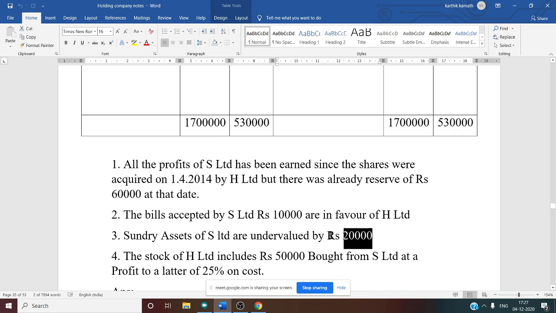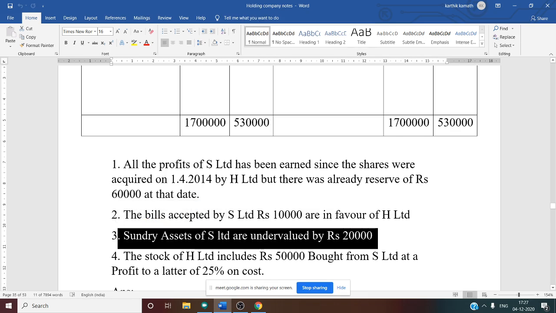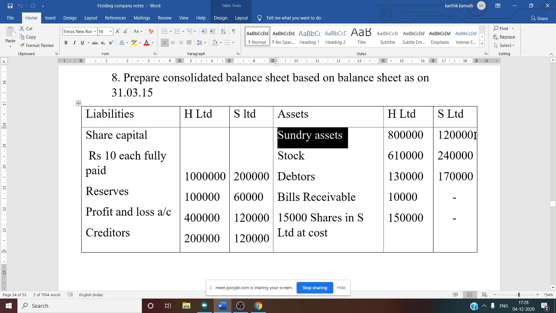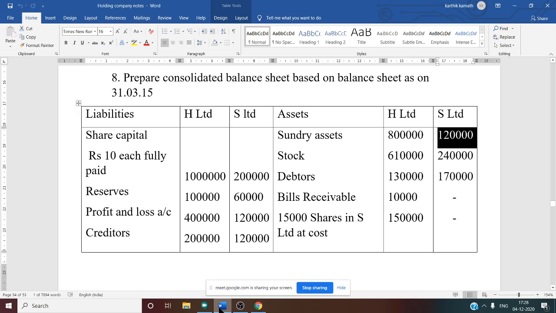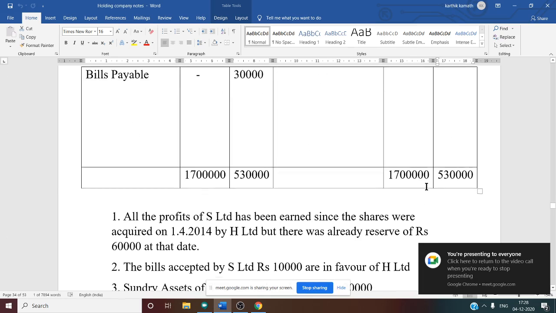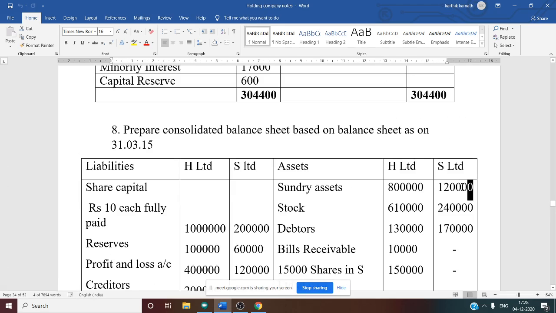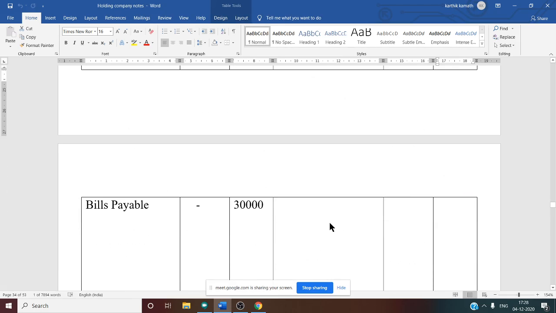Now after this, sundry assets of Yes Limited are undervalued by 20,000. So now let us see the sundry asset. Sundry asset means the total asset of Yes Limited given in the balance sheet is 1,20,000. They are saying it is undervalued. Undervalued means 1,20,000 is not the original amount. So what is the original amount? The original amount is nothing but 1,20,000 plus this amount 20,000. That is the original amount. But here it is undervalued and shown at 1,20,000.